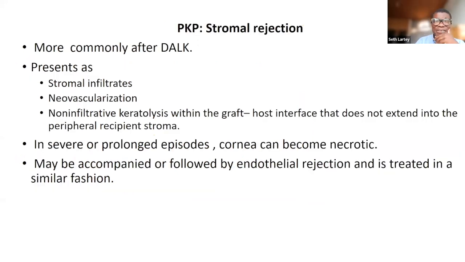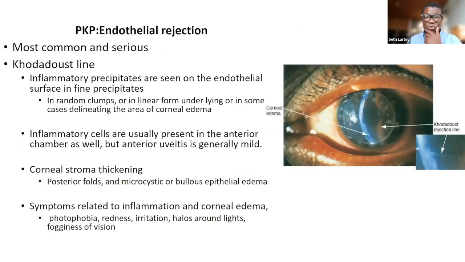Now, stromal rejection is commonly seen in grafts. There are stromal infiltrates, neovascularization, and non-infiltrative keratolysis within the graft-host interface. The cornea may become necrotic if it's severe and prolonged, and it may be accompanied or followed by endothelial rejection. The treatment is similar.